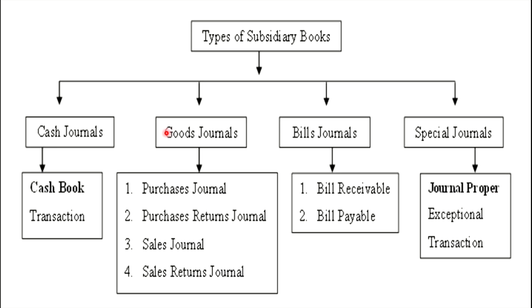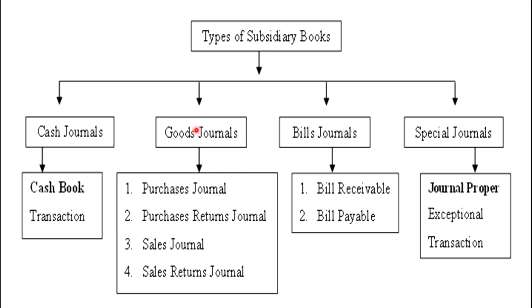There are four types of subsidiary books: cash journal, goods journal, bill journal, and special journals. Cash journal is the book in which we record only cash receipt and cash payment transactions. There are three types of cash journals: single column, double column, and triple column, that we are going to see in the next slide.